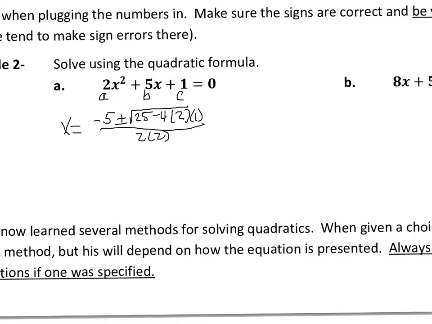Okay? Now let's simplify. So now we're going to go underneath the square root first. So what's 4 times 2 times 1? 8. And 25 minus 8 is? Say 17. All over 4. Done.